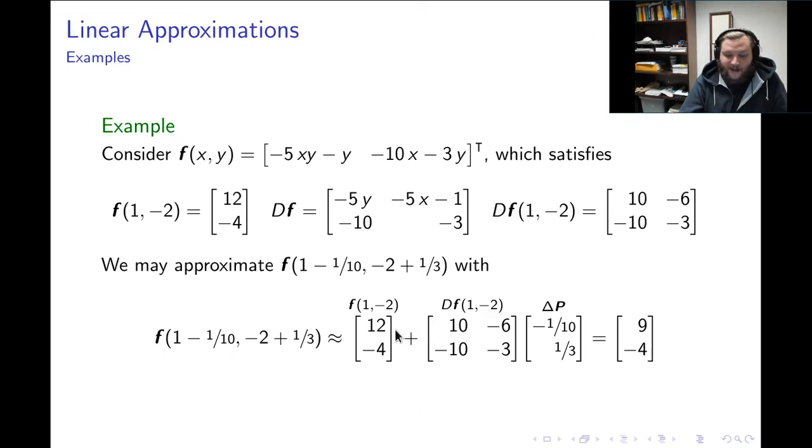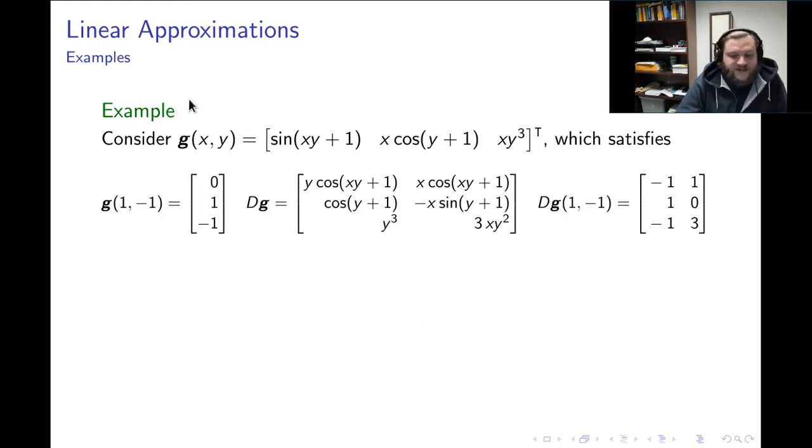So now when I do this arithmetic, I take 12, negative 4, plus my 2 by 2 Jacobian derivative times this delta vector, and I end up with a new vector, which is 9, negative 4. That gives me my approximation of f at this new input, which is represented as a deviation from the original input, 1, negative 2.